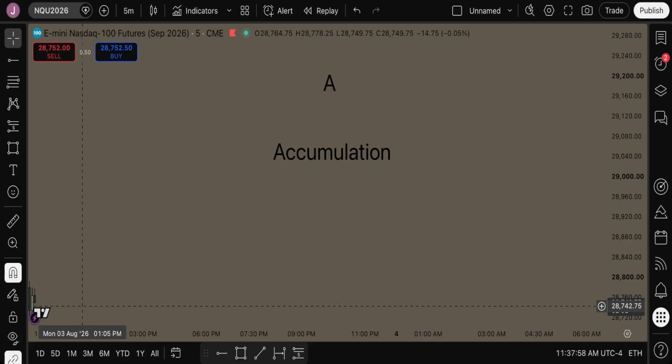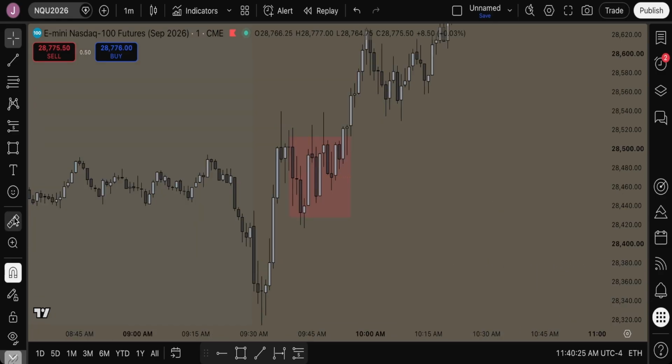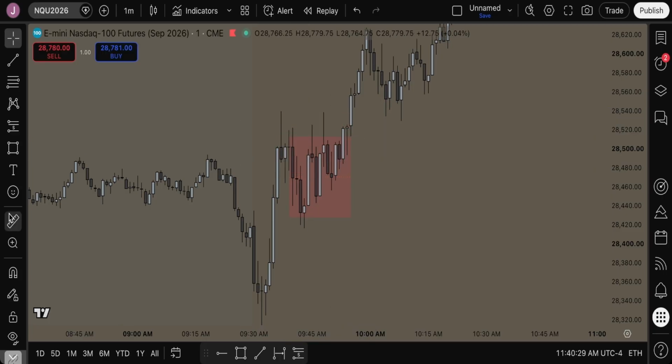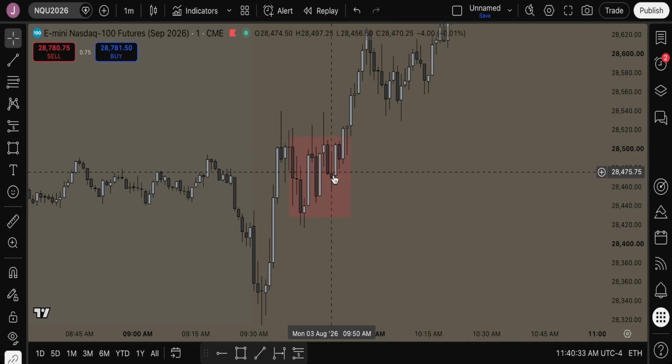To start off, we have the A, which is for accumulation. Accumulation is when the market moves sideways, generating low resistance liquidity on both the buy side and the sell side. An on-chart example could be this right here. We see the market generating low resistance at the buy side and the market generating an abundance of low resistance at the sell side. This is accumulation.